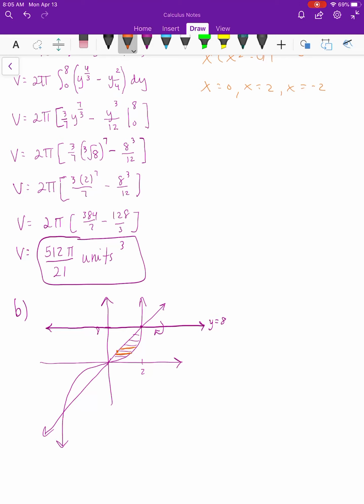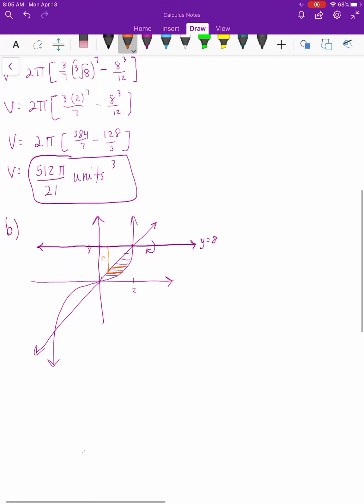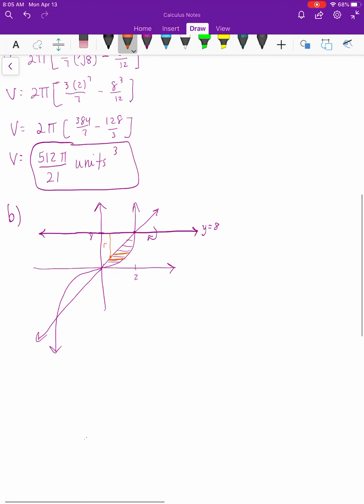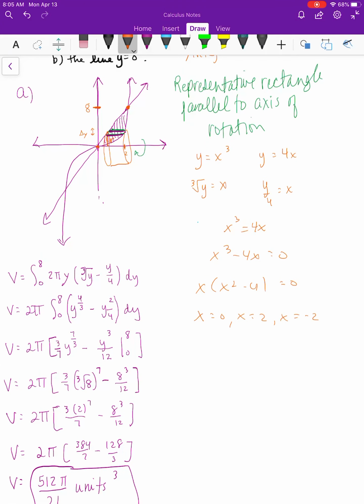So now, representative rectangle, parallel to your axis of rotation, pick a point on that representative rectangle piece and imagine where your radius is from your axis of rotation to that point. Notice that your radius is going to be a little bit different than just y on this one. If I started from 0 to 8, my radius is going to be 8, and then it's going to go all the way down to 0. So it's going from 8 to 0 instead of 0 to 8 like it was on the other one.